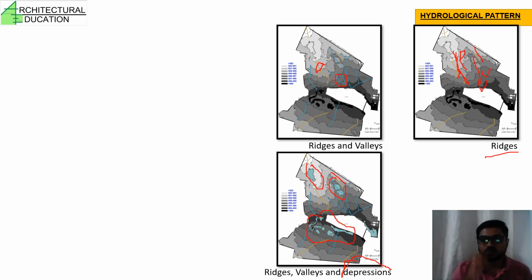Now what is the use of a ridge? The ridge is used where you will find the topmost layer at the site. And what about the use of valleys? Valleys are generally the points where the water gets collected. And what about the water bodies?